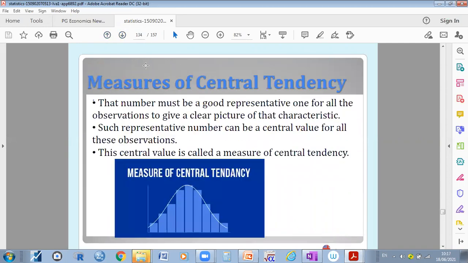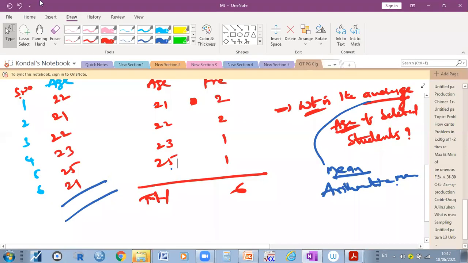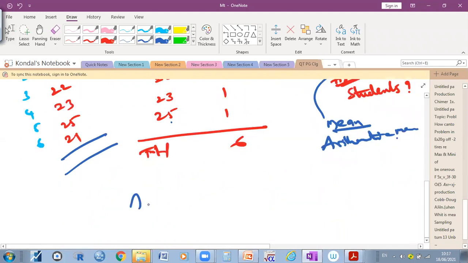Measures of central tendency. That number must be a good representative of all the observations. For example, when you calculate the average age of 6 members, the average, or mean, or arithmetic mean (AM).